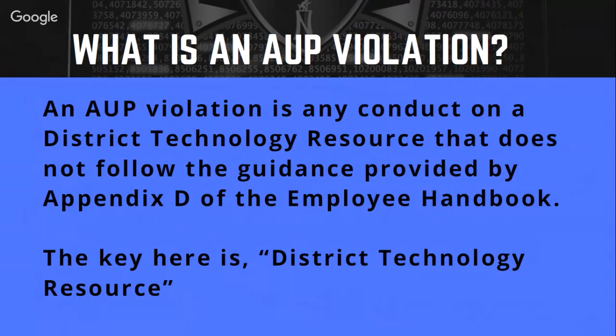And the key here is district technology resource. So if somebody did something on their personal phone or their personal device, if they're not connected through a district technology resource, so they're not on a district iPad, they're not on a district Chromebook, they're not on a district computer, laptop, then it may not be an AUP violation. But like I said, if you're in doubt or if you have any question, then definitely notify the help desk.